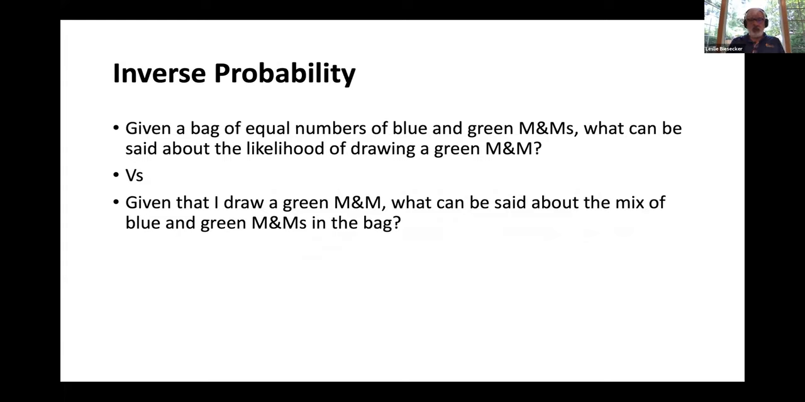That is what's called inverse probability. It's a funny way to think about things, but it's the crux of this whole thing. And you can ask the question two ways. One way is how we typically think about probability: given a bag of equal numbers of blue and green M&Ms, what can be said about the likelihood of drawing a green M&M? And as Jenny did, right off the top of her head, she's very comfortable with that problem. But there's another way to ask, which is mathematically direct: given that I draw a green M&M, what can be said about the mix of blue and green M&Ms in the bag? That is the crux of inverse probability. This first bullet is the probability of A given B. This is the probability of B given A.